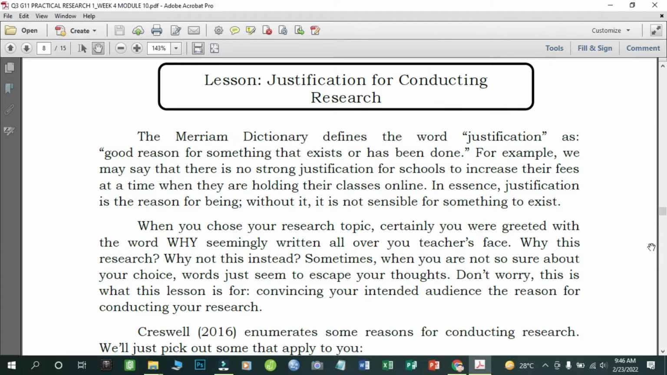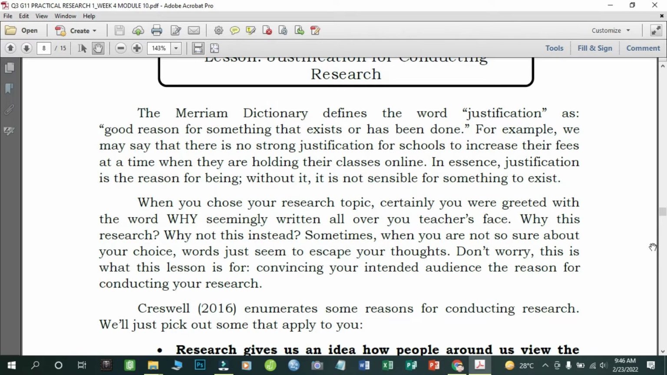So when you choose your research topic, certainly you will be greeted with the word why, seemingly written all over your teacher's face. Why this research? Why not this instead? Sometimes when you are not so sure about your choice, words just seem to escape your thoughts. Don't worry, this is what this lesson is for: convincing your intended audience of the reasons for conducting your research.